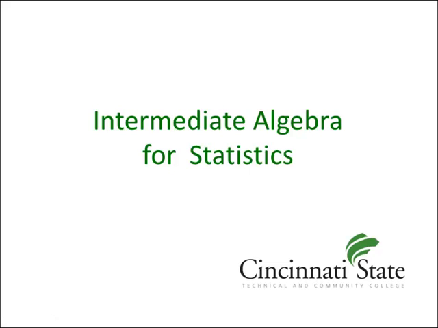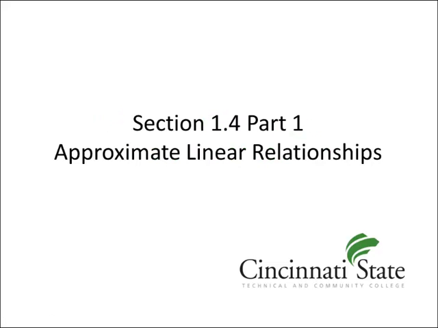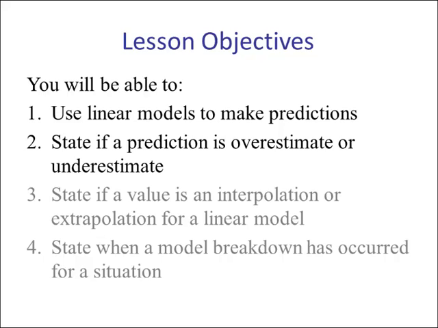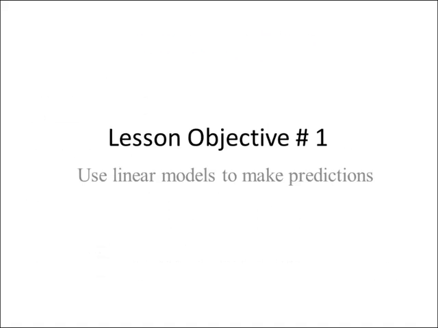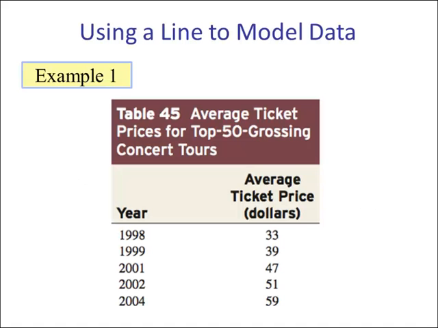Intermediate Algebra for Statistics, Section 1.4, Part 1 of 2, Approximate Linear Relationships. Lesson objectives. Number 1, use linear models to make predictions. Number 2, state if a prediction is an overestimate or underestimate. Lesson objective number 1. Example 1.